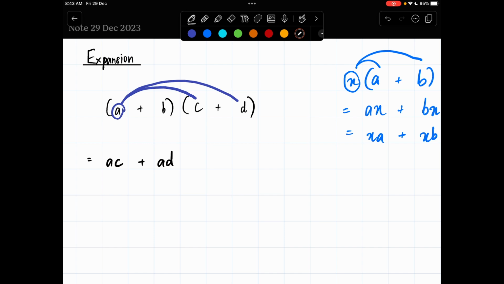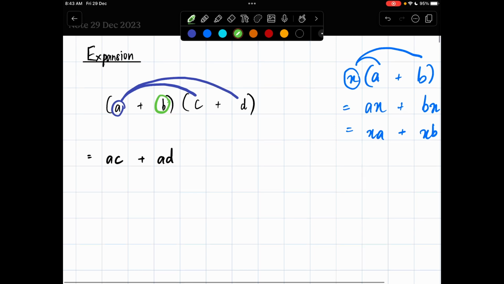Then once a is done, let's move on to b. So b is the exact same thing. So b times c, and then b times d. So b times c, you will get bc, and b times d, you will get bd. Remember, positive. If it's negative, you have to put negative. Since it is positive, you're going to just keep it as positive. So b times d will get bd. And that's expansion using the rainbow method.